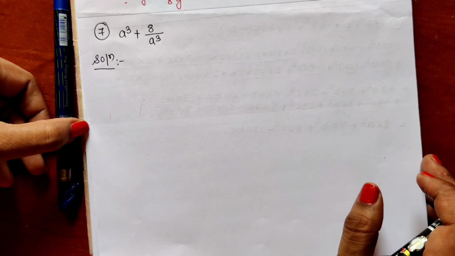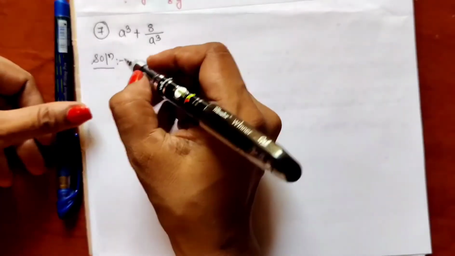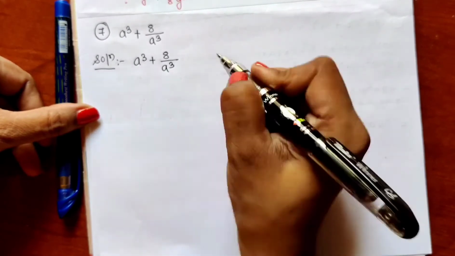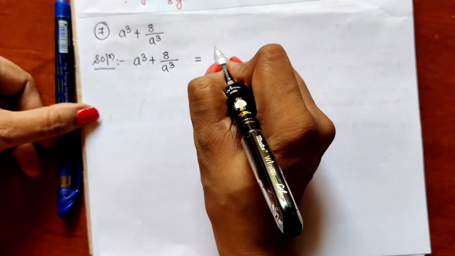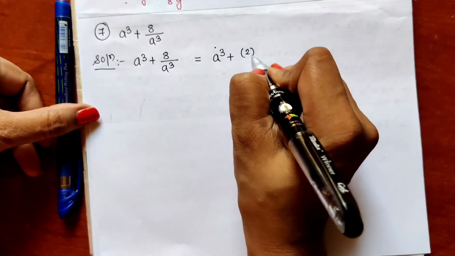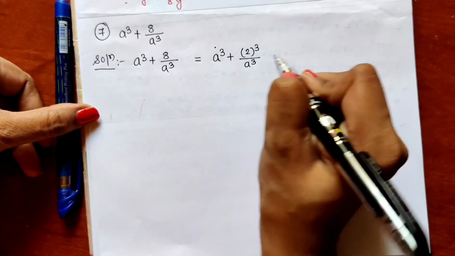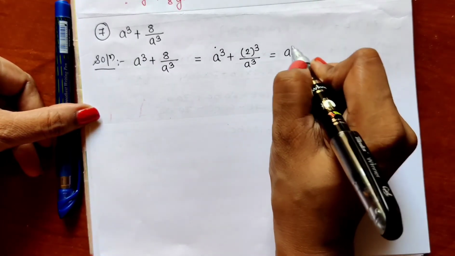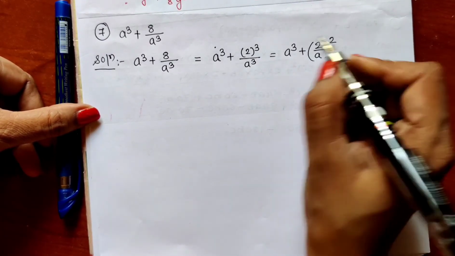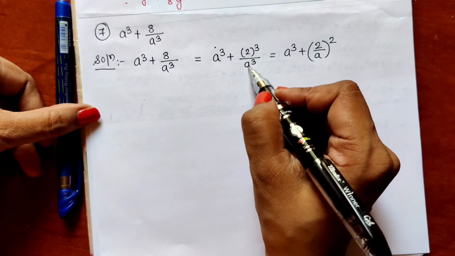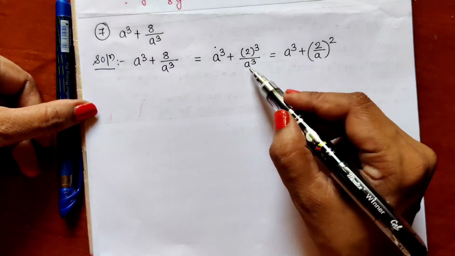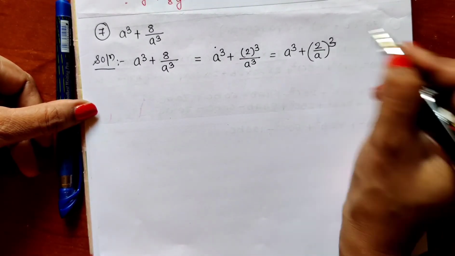Now let us see this seventh sum: a cube plus 8 upon a cube. We write again in the solution: a cube plus 8 upon a cube. So we can write this a cube as it is. 8 cube means 2 cube, we all know, upon a cube. We can combine this together. So it will be a cube plus 2 upon a bracket cube, because cube is there to 2 also, cube is there to a also. For a also cube is there, 2 is also cube. So we can combine it: 2 upon a whole cube.